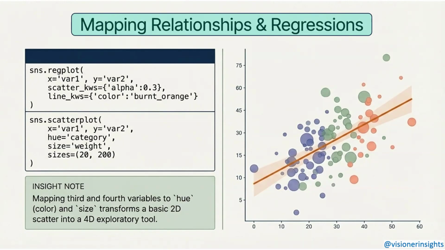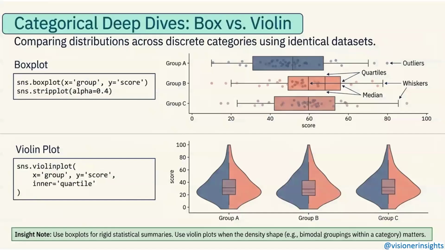By adding hue, which maps a variable to color, and size, which maps another to the size of the dots, you've just transformed a flat 2D chart into this incredible 4D exploration tool. All of a sudden, you're seeing complex relationships in a single glance. It's so powerful. Now, when you're comparing different categories, you've got options.